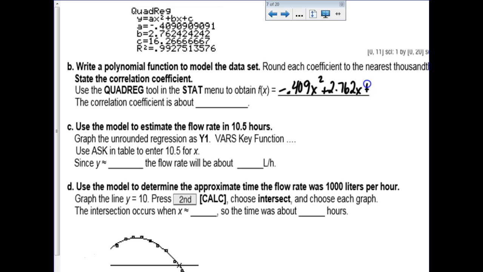Did everyone get these same values for A, B, and C? Or just me? So far so good? Alright, that's good. Now it does ask about correlation coefficient. Oh, wah wah. I forgot to make sure you guys turn that on.